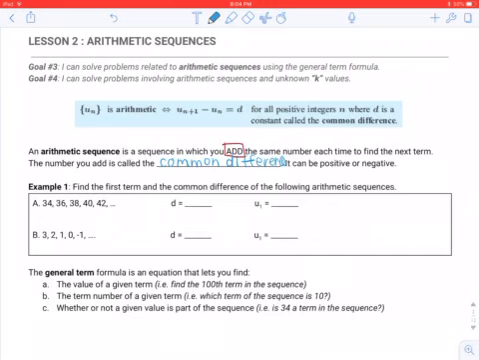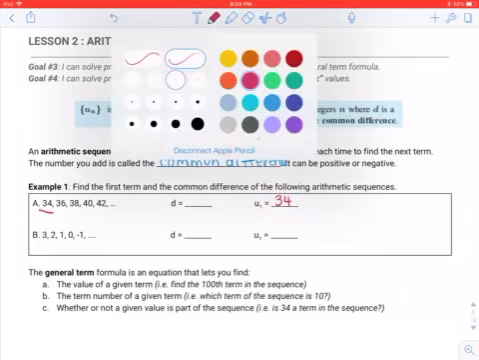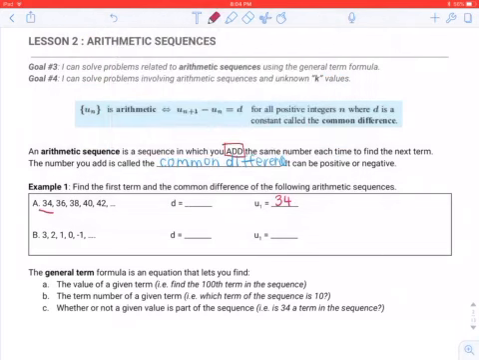So example 1 says find the first term and the common difference of the following sequences. The first term really is as easy as you think it is. The first term is just the first term in the sequence. So for this sequence, part A, it's going to be 34. Now the common difference is what you add every time to get to the next term. So if I'm looking at this sequence, I've got 34, 36, 38, 40, 42. It's pretty easy to recognize that I'm adding 2 each time. So my common difference there is going to be 2.